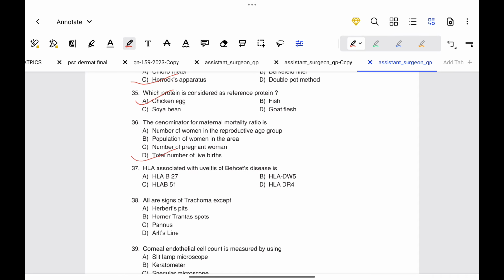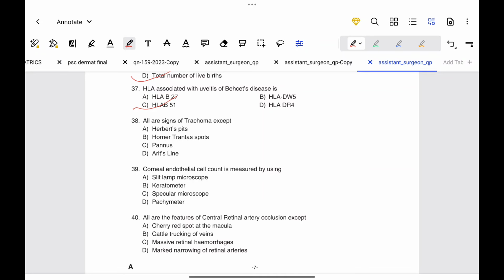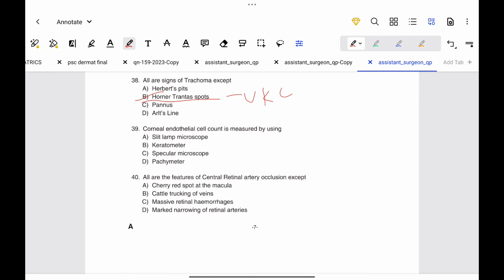Okay. HLA associated with uveitis of Behçet's disease is HLA-B51. All are signs of trachoma except Horner-Trantas spot. This one. Okay, this is feature of VKC. Okay, option B is the incorrect option. Next, corneal endothelial cell count is measured using specular microscope. Okay, keratometer is used for corneal curvature. Pachymeter is used for corneal thickness.